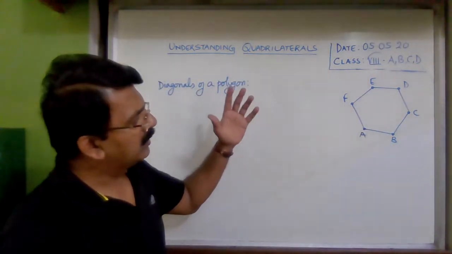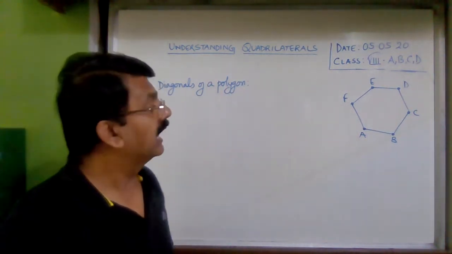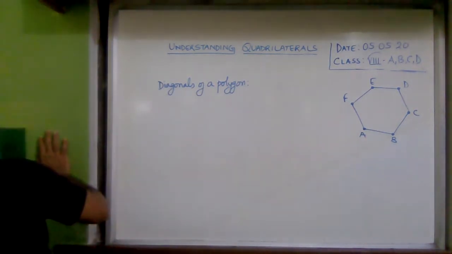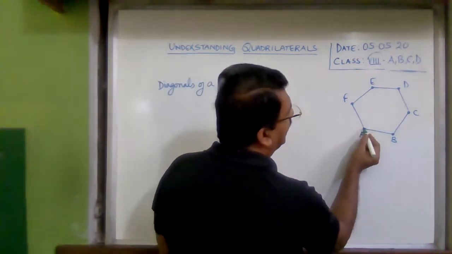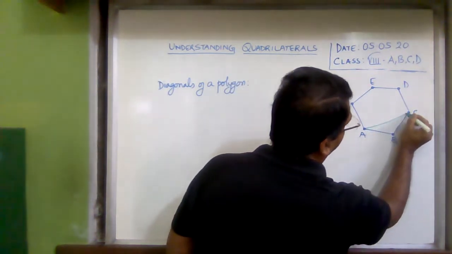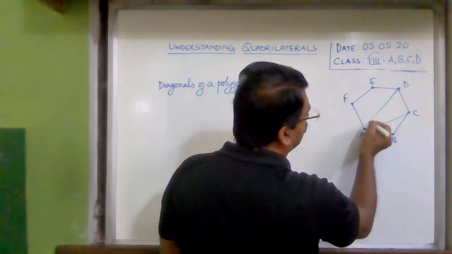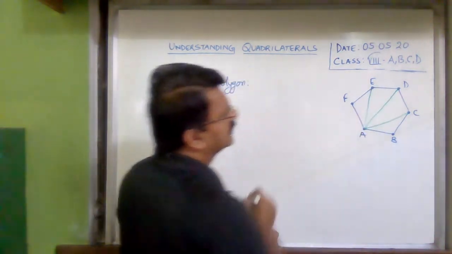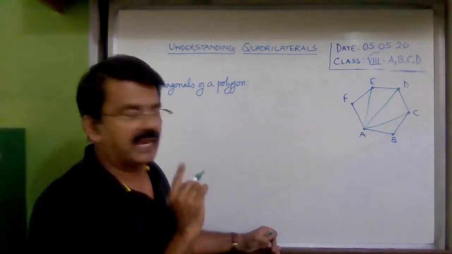But I said if you join any two non-consecutive vertices, then only you will get a diagonal. Now see, I'll use a different color for the diagonals. A, B consecutive, but A and C are non-consecutive, so if you join, AC is a diagonal. Similarly, AD is non-consecutive, another diagonal. AE is non-consecutive, so another diagonal. But AF is consecutive, so it will not give you a diagonal.